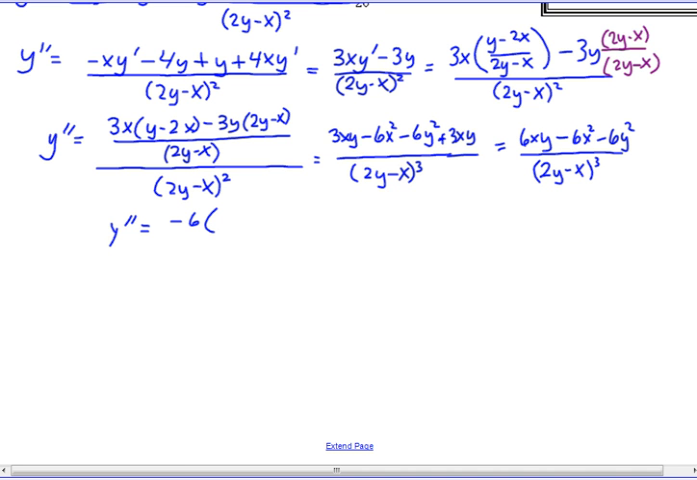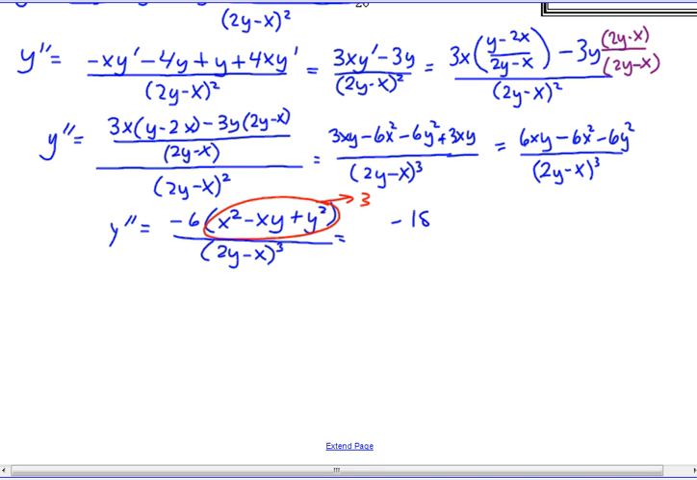Now, do you want me to write it? I'm going to write it on here just so people at home know what's going on. So we have x squared minus xy plus y squared, and this is equal to 3. Negative 6 times 3 gives us negative 18. Isn't that beautiful?